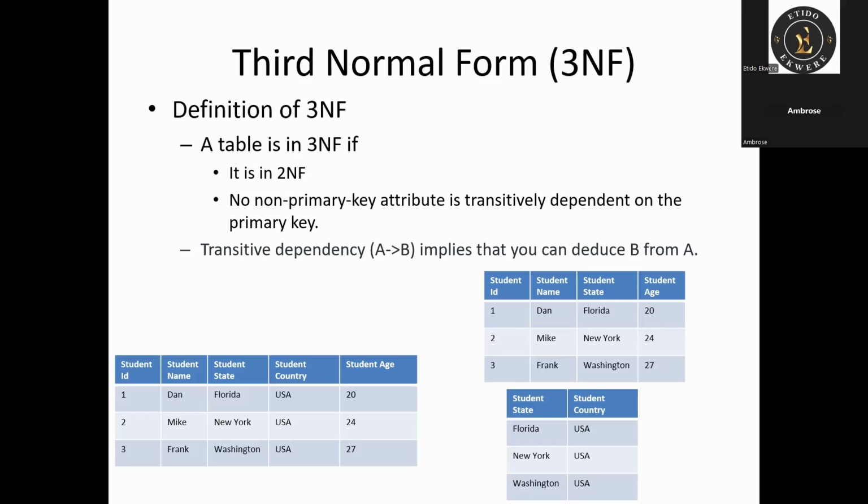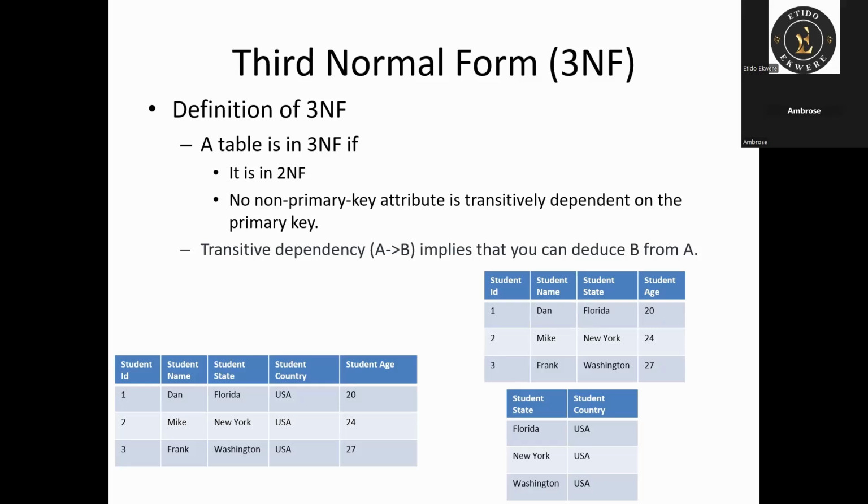So it makes more sense to take out the country attribute and form a different table, removing it completely from here and keeping the state instead. If I need the country, I can always refer to it from the country table. So that's what we have here. When we decompose the table on our left, we get these two tables on our right.